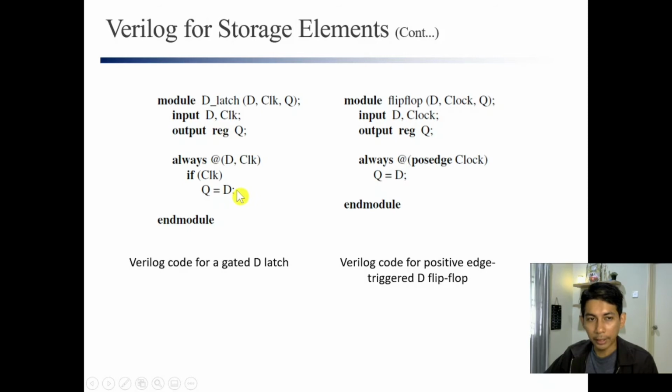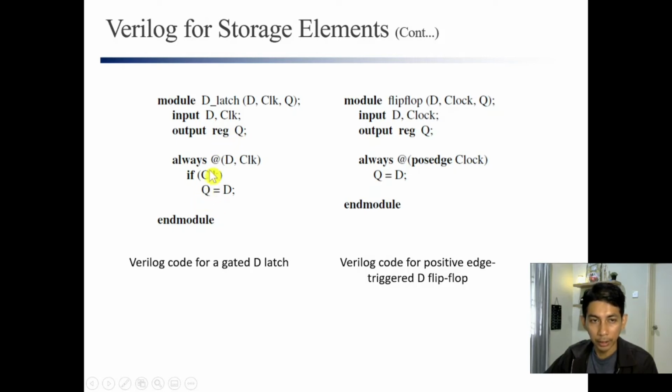Now, how to create the D latch? This is the code to create the D latch. The name here, you have the D input, you have the clock, and you have the Q output. The input D is 1 bit, the clock is also 1 bit, and the output is Q. You need to declare Q as reg, because Q is a variable.